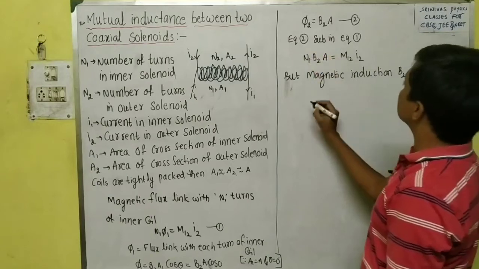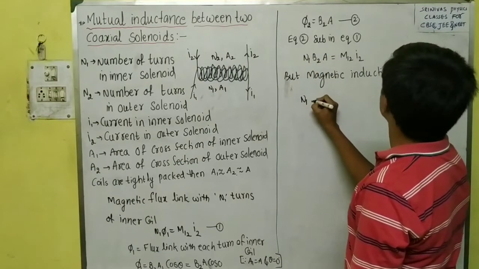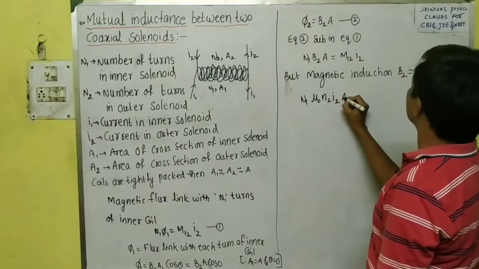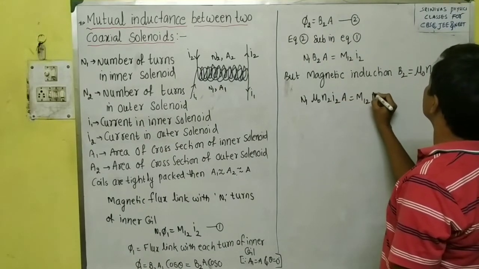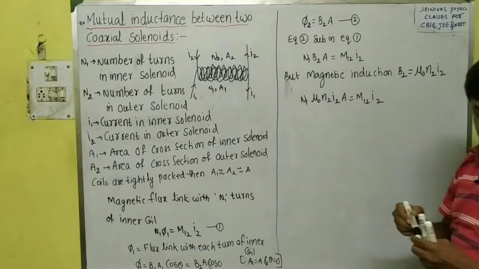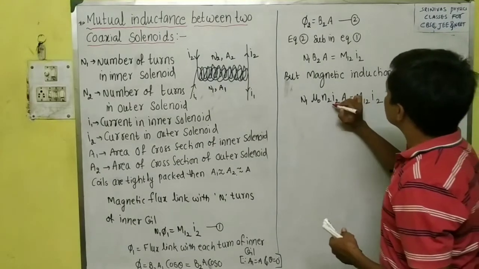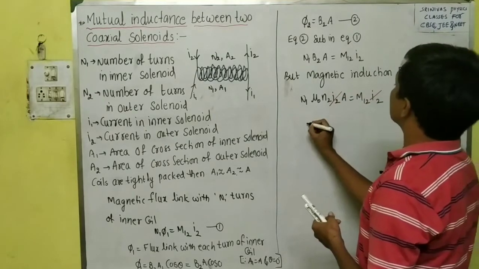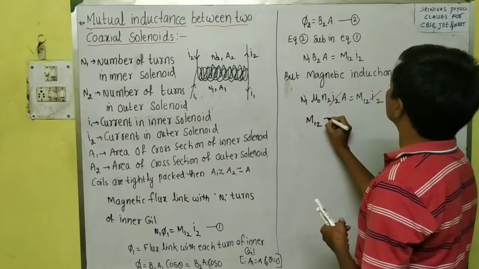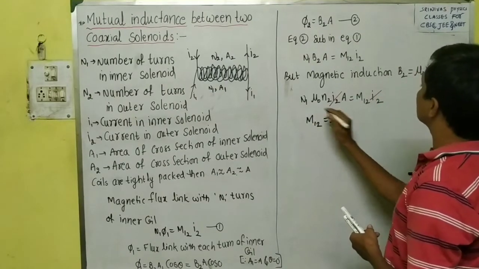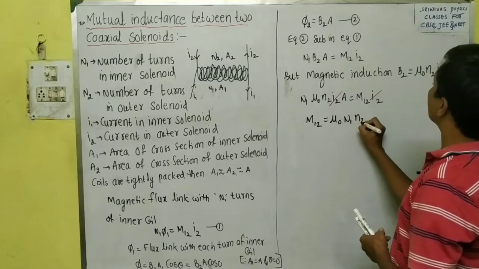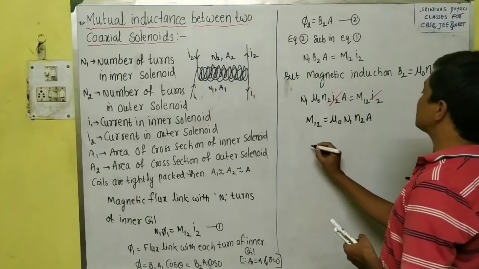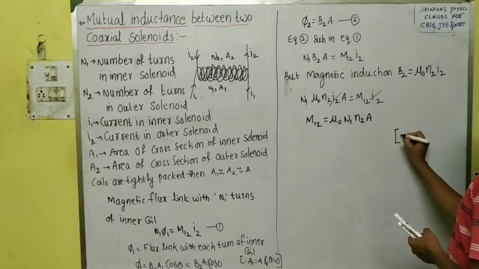This we substitute in this equation, then we get N1 mu naught n2 I2 into A is equal to M12 into I2. This I2 will get cancelled. Then finally we get M12 is equal to mu naught N1 n2 A. And here we have the capital N1. What is capital N1? I want to write it in terms of small n1.